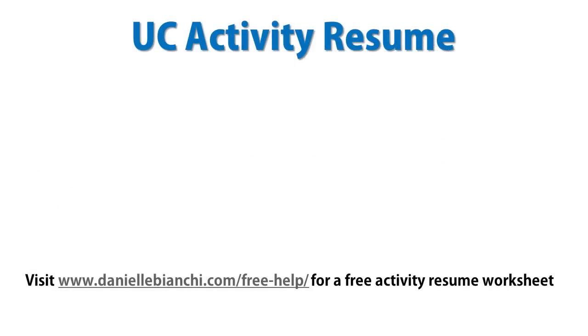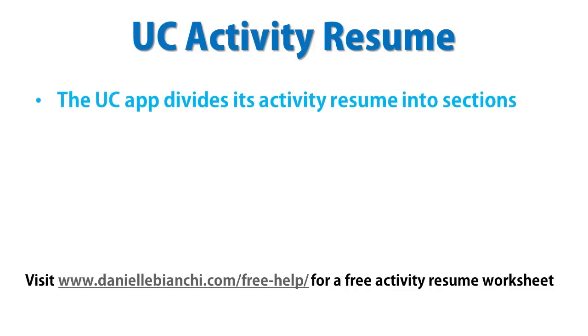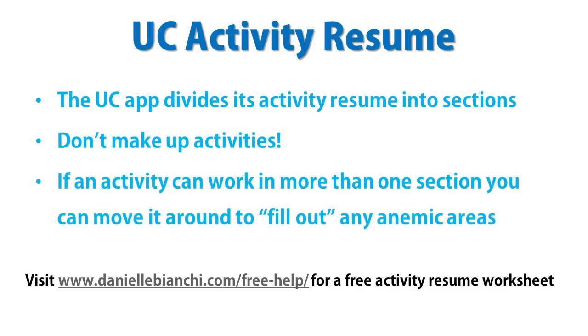Also on the UC activity resume, it's a slightly different activity chart than some other applications have. They divide it into some sections that are a little bit different. Now, I want you to have something written in most of these sections. Now, obviously, don't make anything up, but if you have an activity that could work across a few sections like the educational prep program or volunteer work or extracurricular activity, and if you're heavy in one of these sections and you have nothing in another, then divide them up a bit.